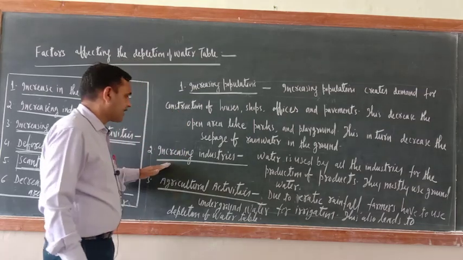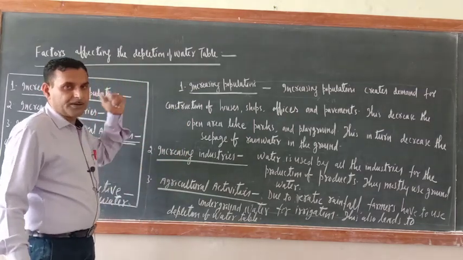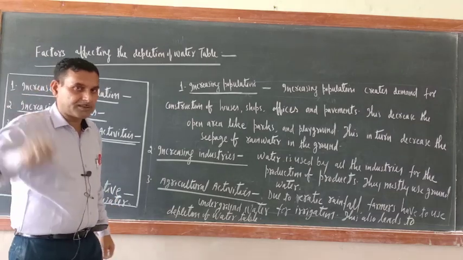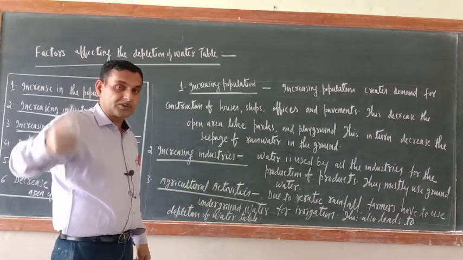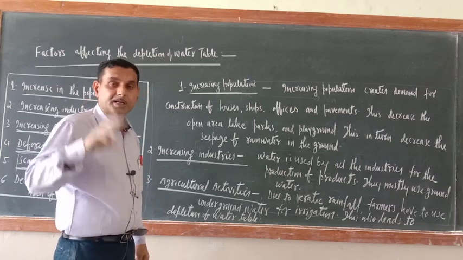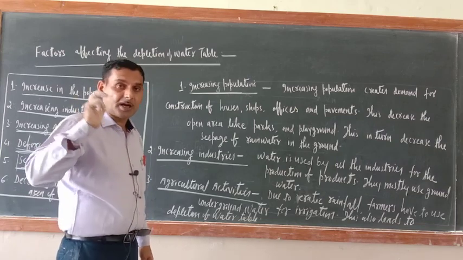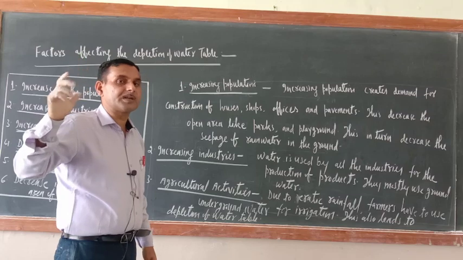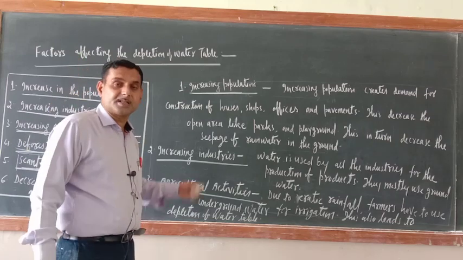Now the second factor, increasing industry. Try to understand. If population is more, their requirement will also be more or not? They require soaps, groceries, shampoo, cloth. There are so many utensils, so many things they require.